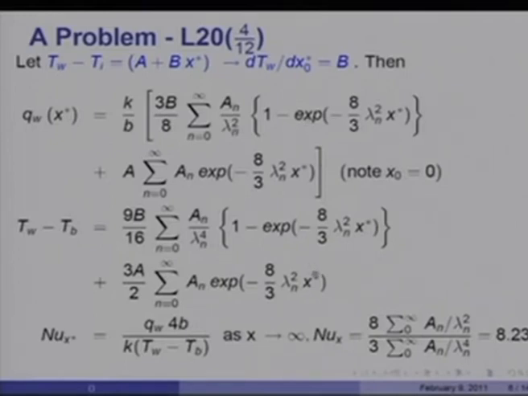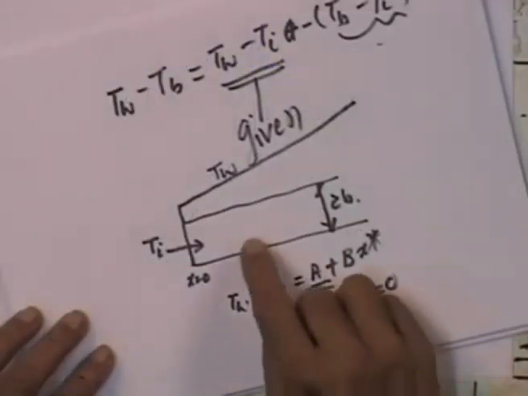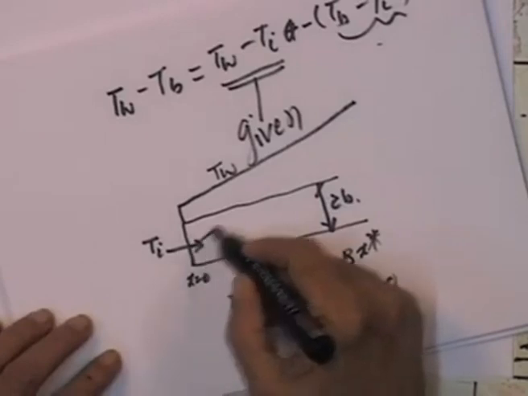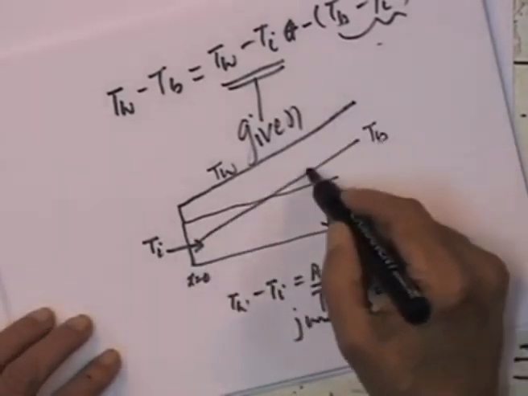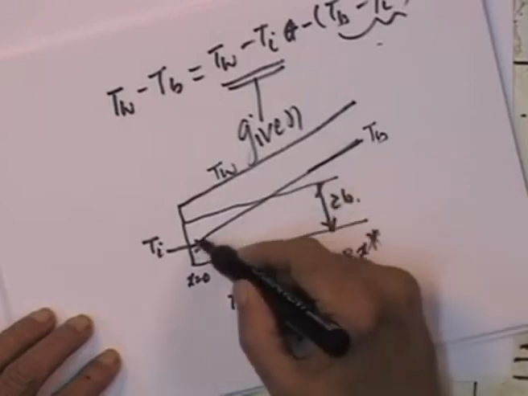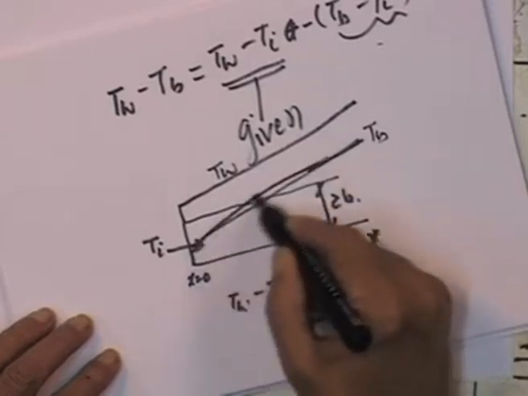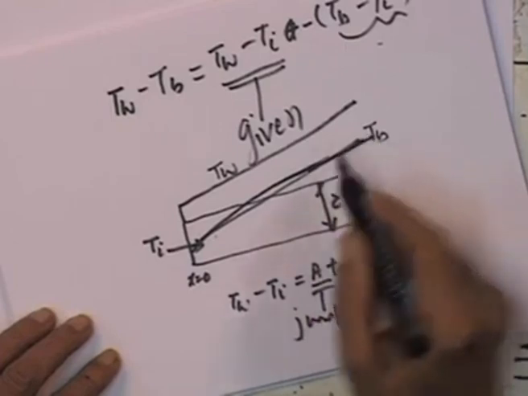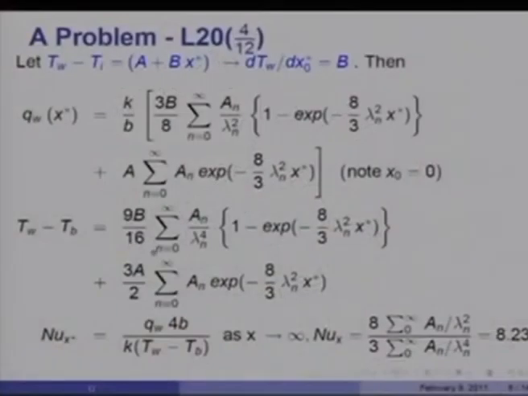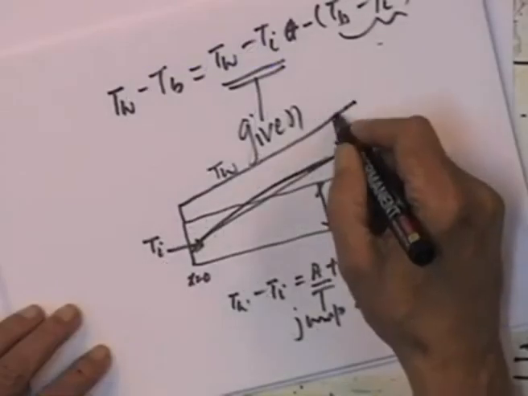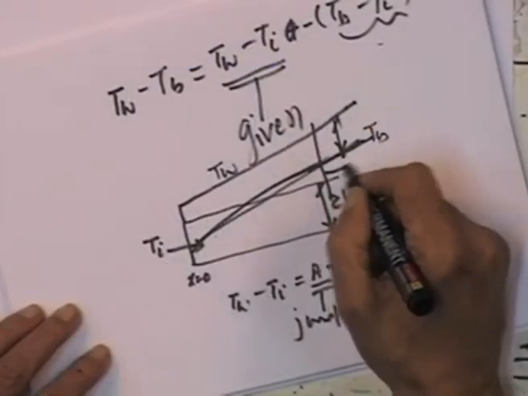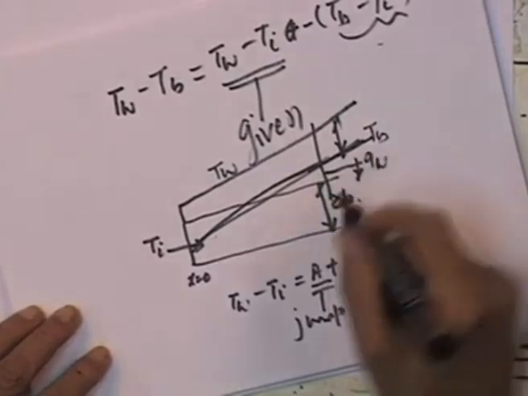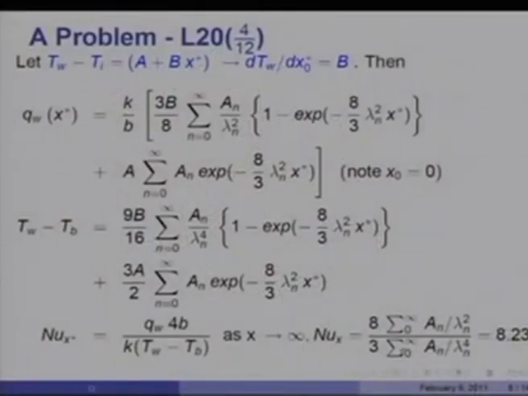Now, what it shows therefore is that the bulk temperature is also going to vary linearly after a long time, although initially it may vary in an arbitrary manner, but after a long time T wall minus T bulk maintains a constant difference. And therefore, from this point onwards, it would be a case of constant heat flux at the wall. And that is what we find, 8 by 3 sum n equal to 0 to infinity, and that would be equal to 8.235. This would be the general case.